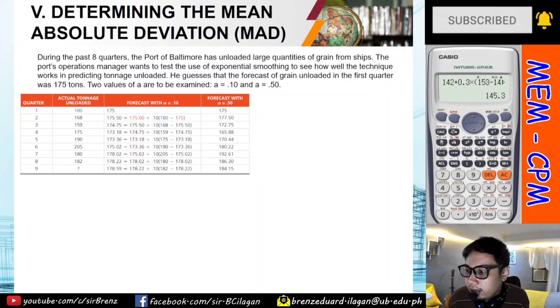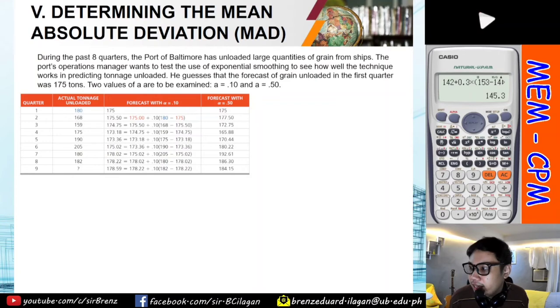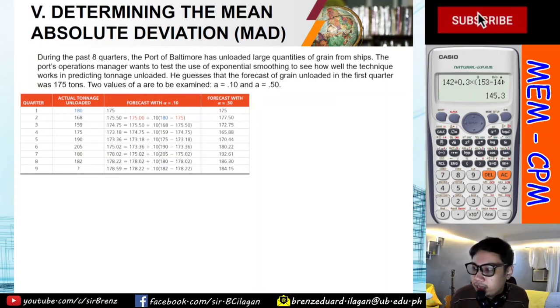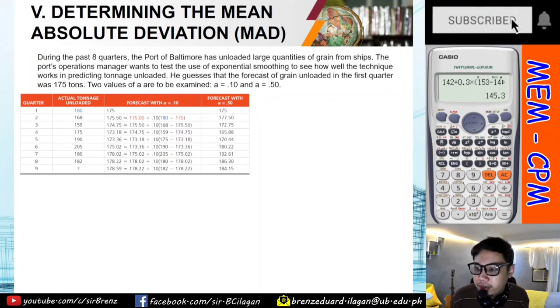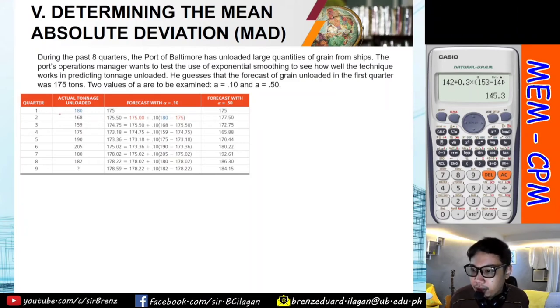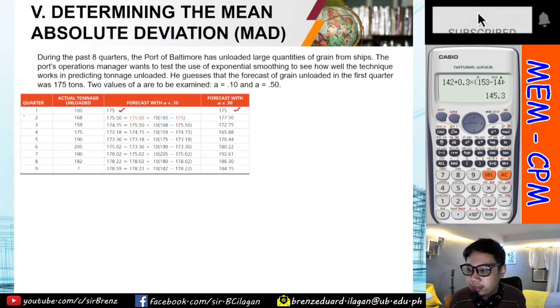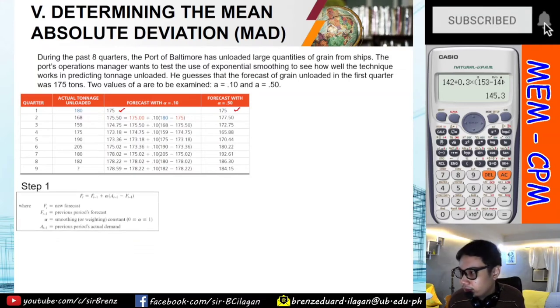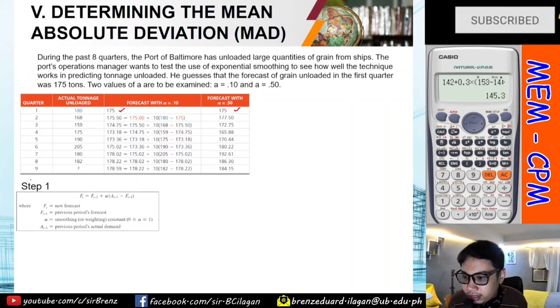This is what was shown for alpha. Again, for this first quarter, he assumed that the forecast for the first quarter is 175. That's why we keep it first, since this is our first quarter. Okay, so step number one is what we discussed earlier.